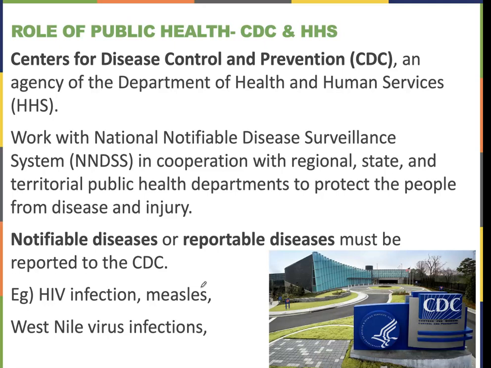Okay, the institutions that we have that are going to survey the planet and locally are public health institutions, the CDC and the HHS. So the CDC is the Centers for Disease Control and Prevention. It is in Atlanta, Georgia, and it's basically an agency of the government Department of Health and Human Services.